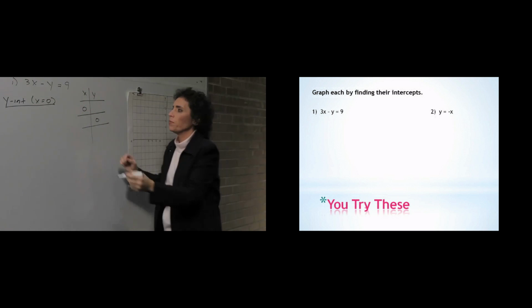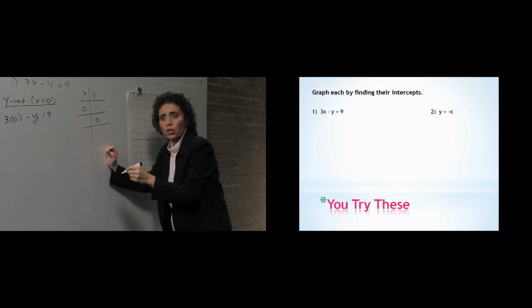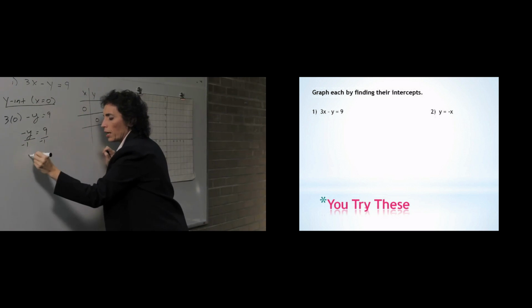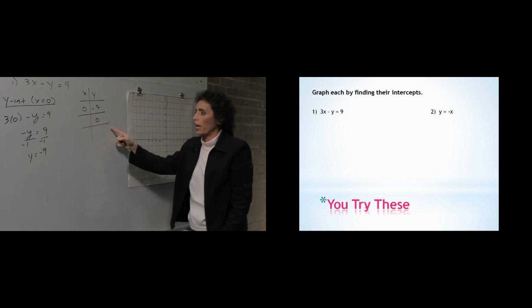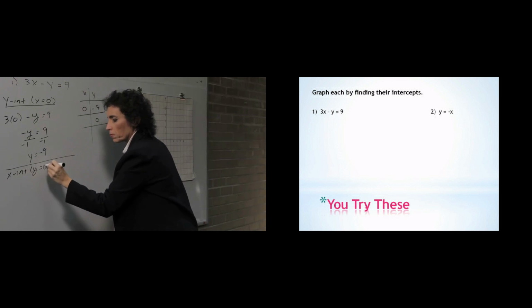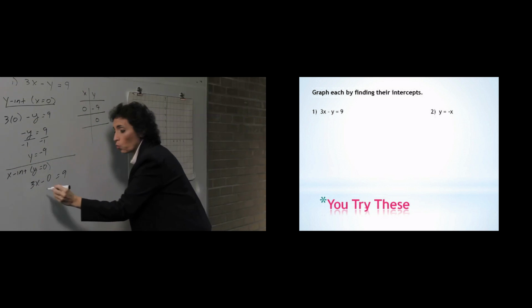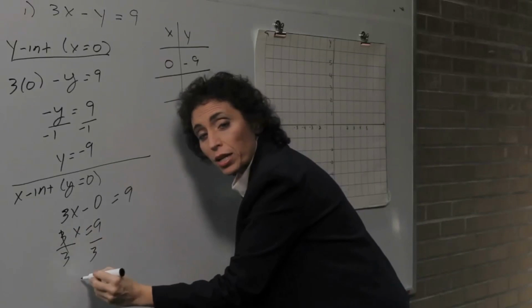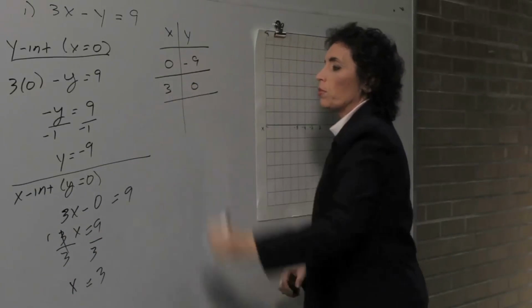It doesn't matter. Okay, so 3 times 0 minus y equals 9. I get minus y equals 9. Divide by negative 1. I get y equals negative 9. Oh, that's going to be fun. Okay, when y equals 0, now we're going to find the x-intercept. We get 3x minus 0 equals 9, which is 3x equals 9. Divide by 3. We get x equals 3. So that's the point 3, 0.